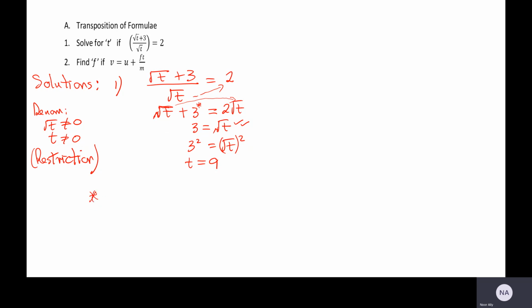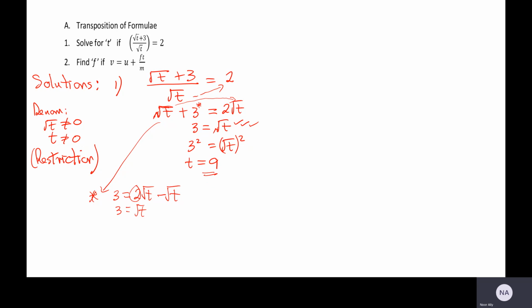So the step that I left out over here was transposing that square root of t. So I would be left with 3 on the left-hand side, 2 square root of t minus the square root of t. And that's saying there's 2 square root of t's, and there's 1 square root of t. 2 minus 1 gives me square root of t. And that's where I get the answer that you see, that step that you see over there.